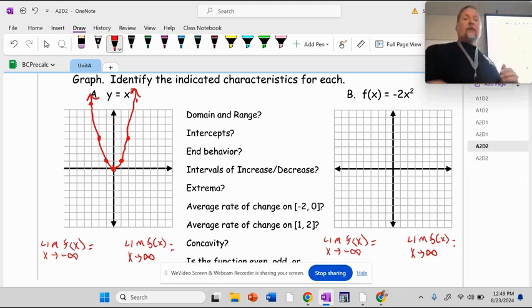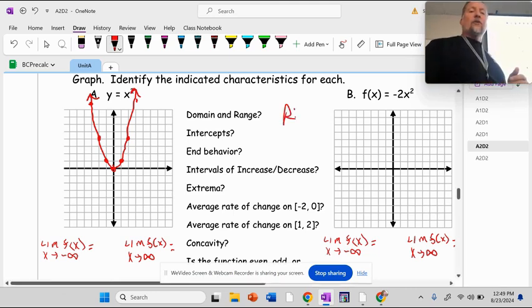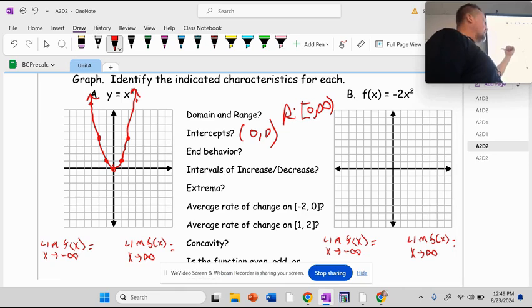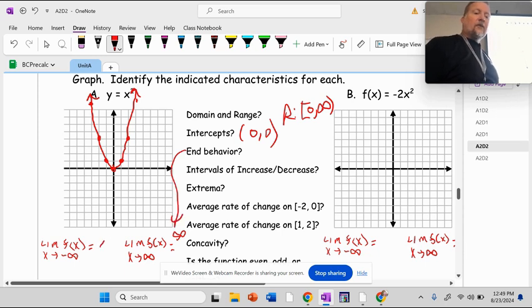All right, domain and range. Domain is all real numbers. Range is 0 to infinity with a bracket again. Intercepts, we got a 0, 0. End behavior: as x goes to infinity, so does y. As x goes to negative infinity, y goes to infinity. So know that limit notation. I actually do have it over here, so I will write it. End behavior down here. These are both infinity. Know how to write this notation.